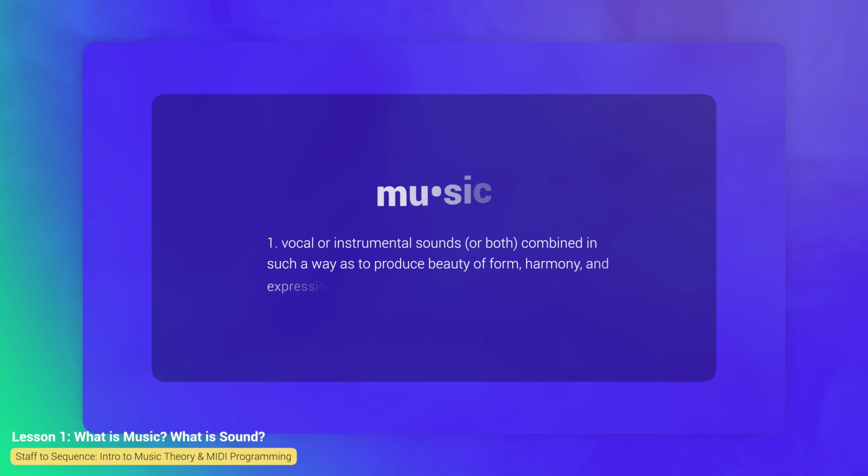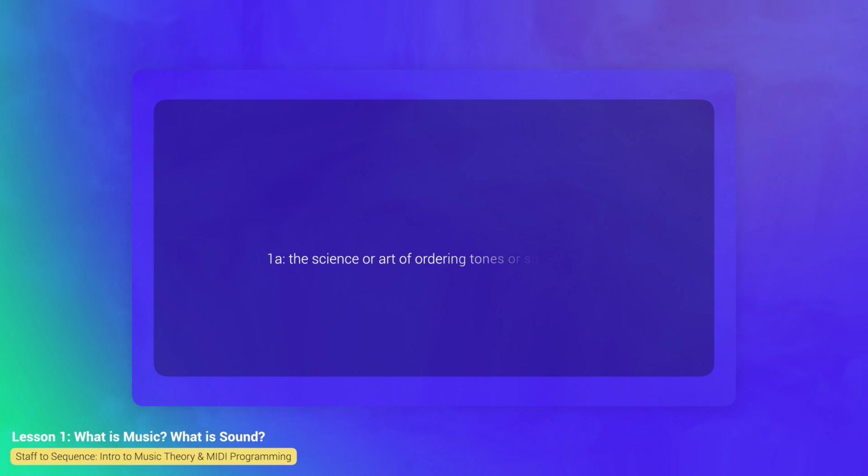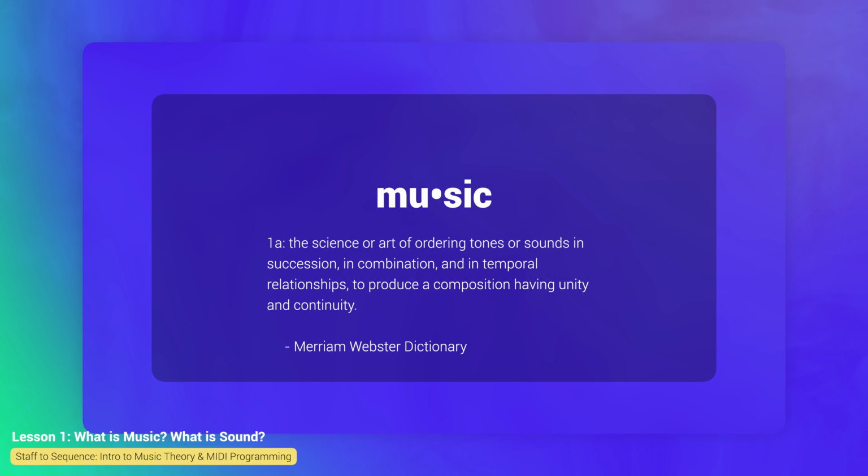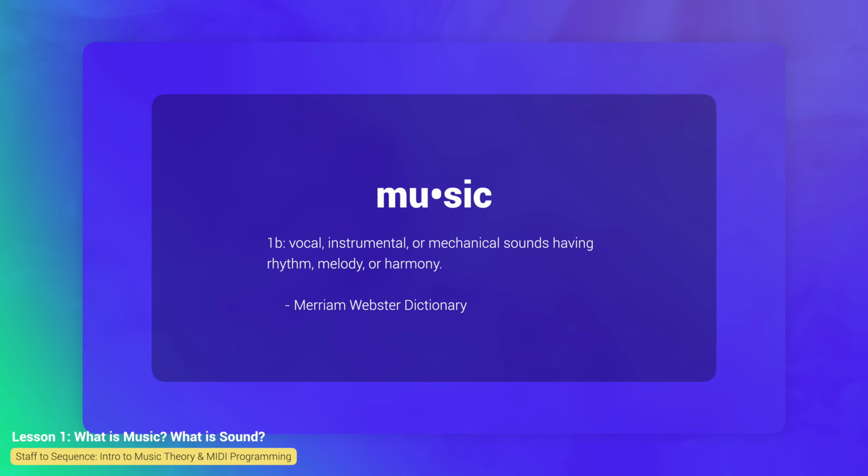According to the Oxford American Dictionary, music is vocal or instrumental sounds combined in such a way as to produce beauty, form, harmony, and expression of emotion. The Merriam-Webster Dictionary offers a complementary perspective. Music is the science or art of ordering tones or sounds in succession, in combination, and in temporal relationships to produce a composition having unity and continuity, or vocal, instrumental, or mechanical sounds having rhythm, melody, or harmony.